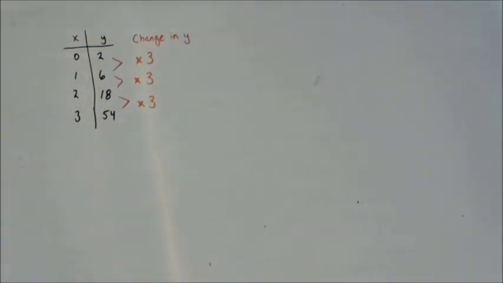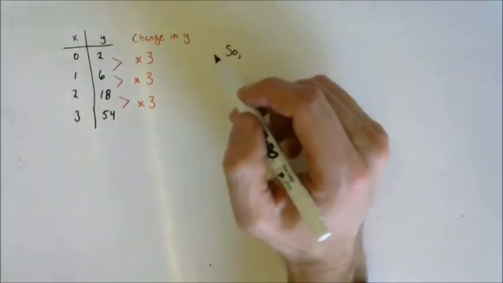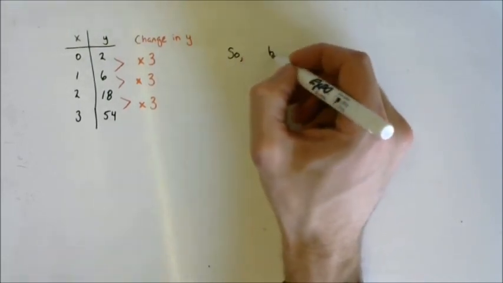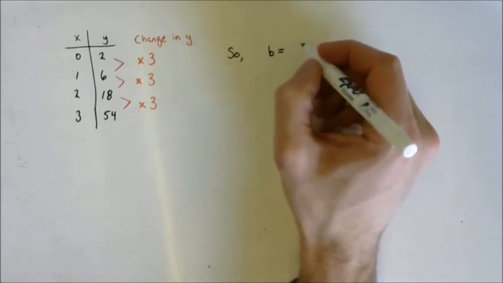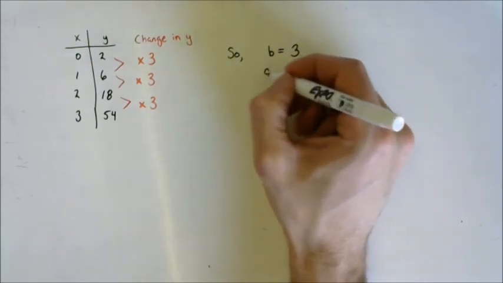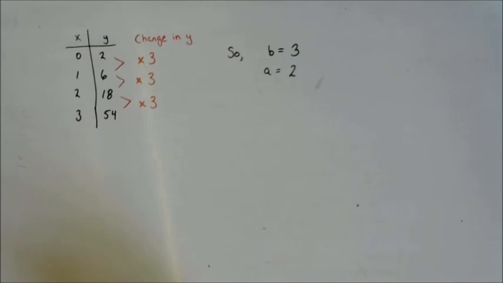Do we know our initial value? The value of the function when x is 0? Yeah, so we found out b, which is our repeated factor. That's going to be 3. We found out a, that's our initial value. That's going to be 2. And that's all of the information that we need.